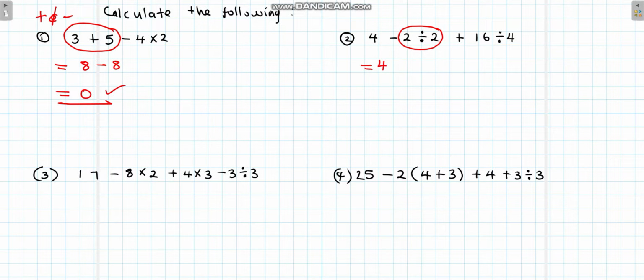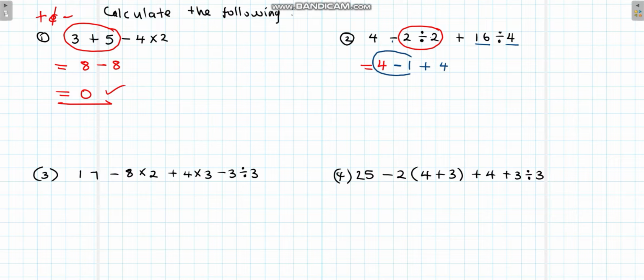Okay, so now let's check the sign. It's negative, and then this 2 is positive. And negative divided by positive is negative. So 2 divided by 2 is 1. Then we say 16 divided by 4. Positive 16 divided by positive 4 will give us what? Positive 4. Okay, then now let's continue.